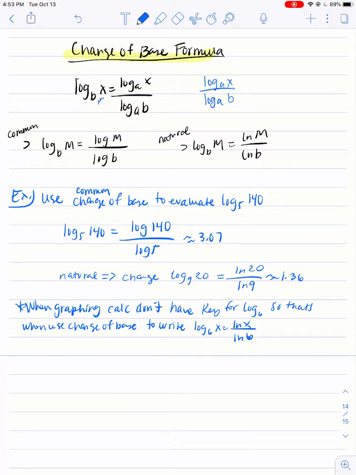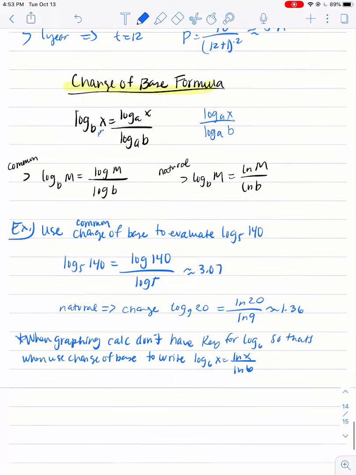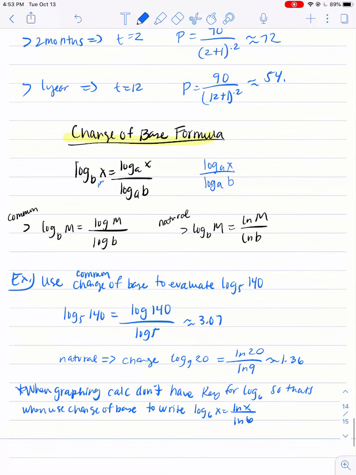So the change of base actually comes in handy sometimes because when we're using our graphing calculator, we don't have a key for something like log base 6. So that's when we use the change of base to write log base 6 of x, and then we could write that as natural log x over natural log 6, because a graphing calculator does have a ln function that we could use to solve and also graph.